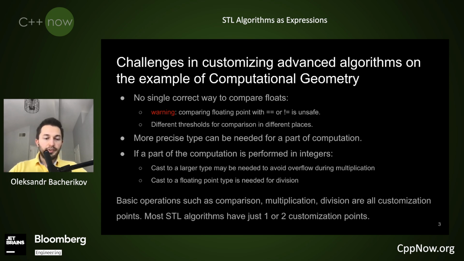This gets us to a point where basically all the basic operations such as comparison, multiplication, and so on all become customization points. And in STL algorithms, the common case is to have just one customization point and more rarely two.